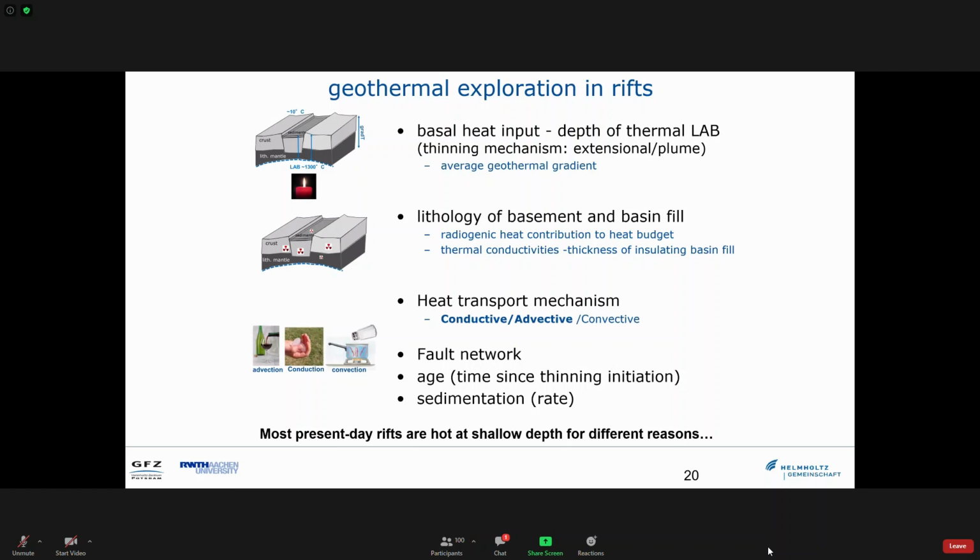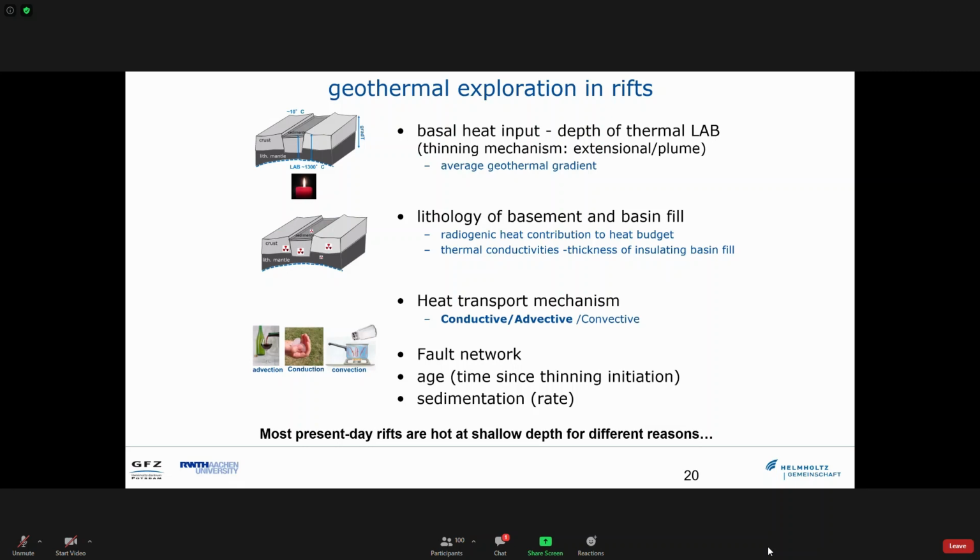We may have faults that also overprint this general conductive pattern. It's important to know the age of the rift. If the system is very young, it's probably not appropriate to run any steady state conductive model at all. So one has to consider that, because also sedimentation rate is a question.